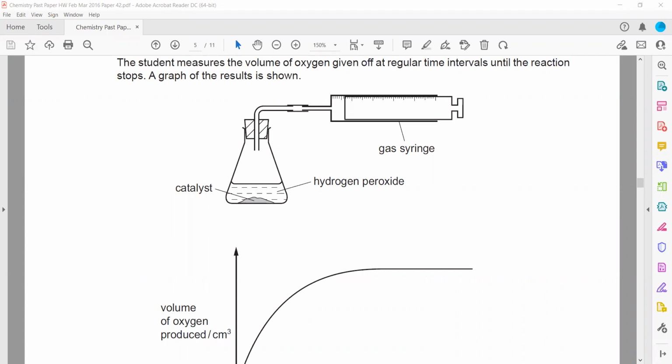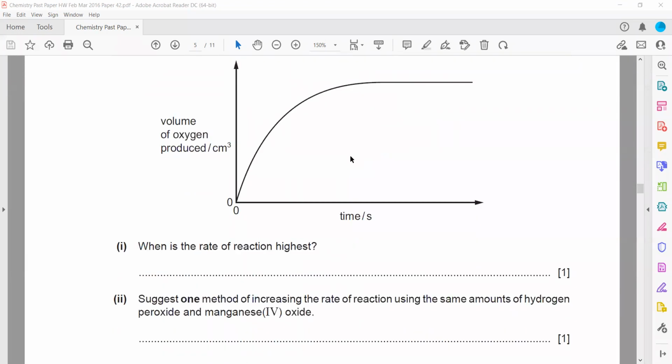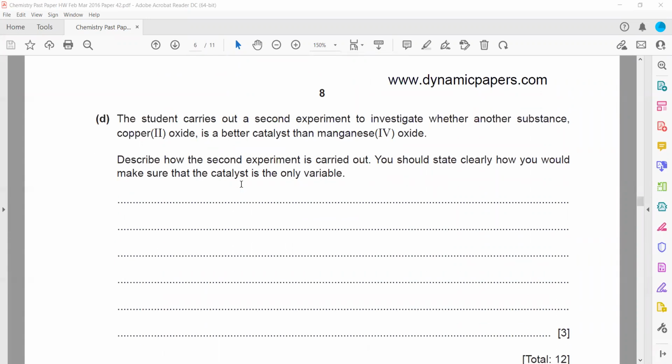So what we can do, we can increase the temperature if we want to increase the rate, or we can use a greater amount of catalyst, or we can increase the surface area of the catalyst by using a powdered catalyst. So these are some ways by which we can change the speed of reaction. For any question you want me to repeat, just let me know, and I will repeat at the same time. The student carries out a second experiment to investigate whether another substance, copper 2 oxide, is a better catalyst than manganese 4 oxide.